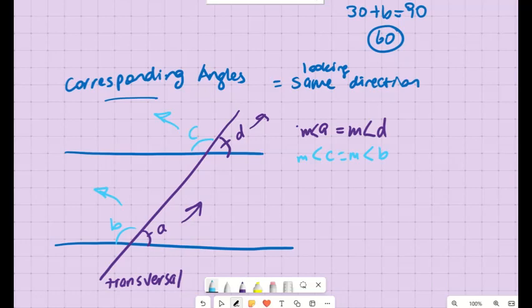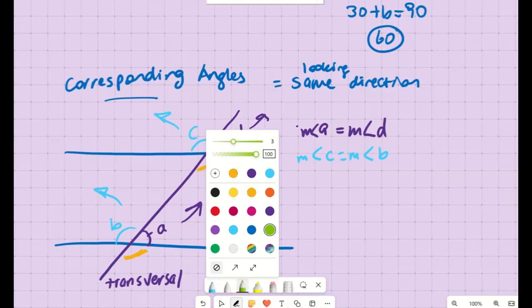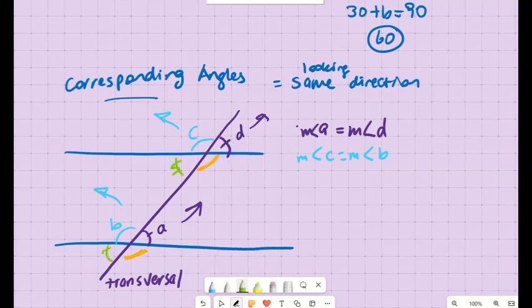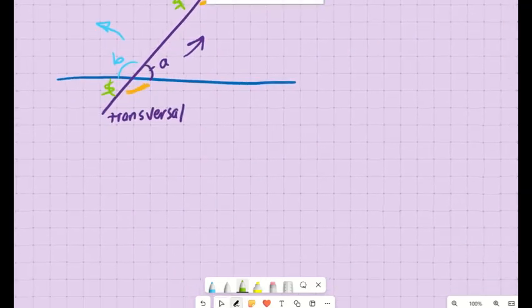And then this one, look at this one. This one is also equal to this one. They will be the same. And this one is also the same as that one, because they are looking at the same direction. So corresponding angles is that.